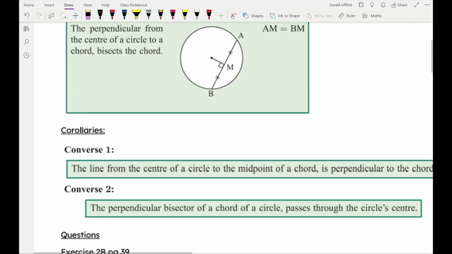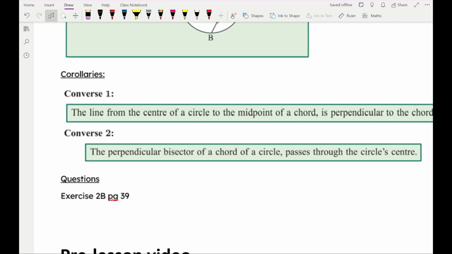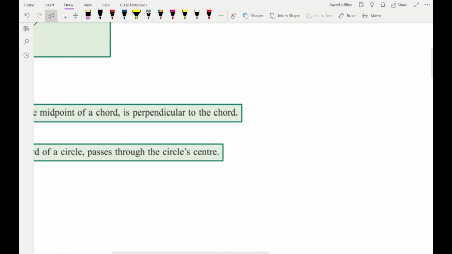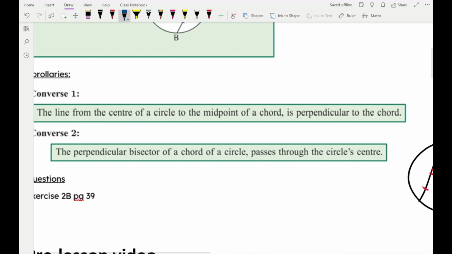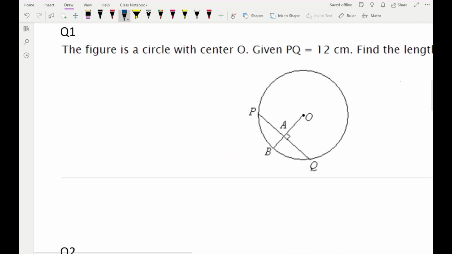All right, next is perpendicular bisector of a chord passes through the circle's center. So basically this one says if I have a chord here and I draw a line out and that's at right angles and it cuts that in half, this converse guarantees that it goes through the center of the circle. Cool stuff. All right, let's do an example.